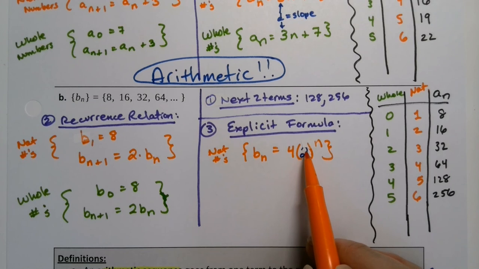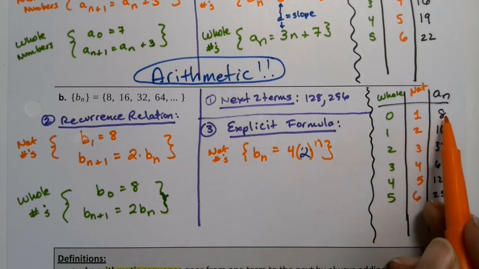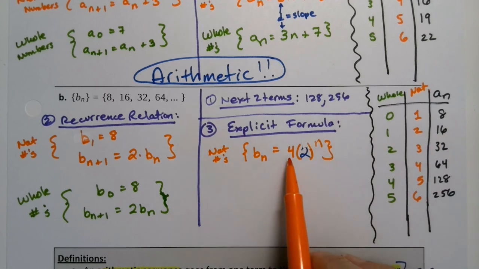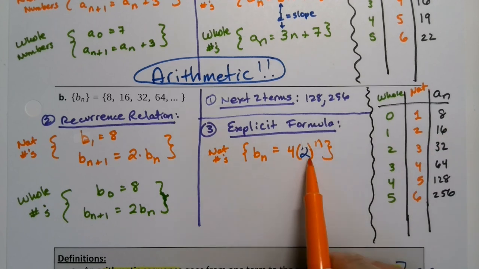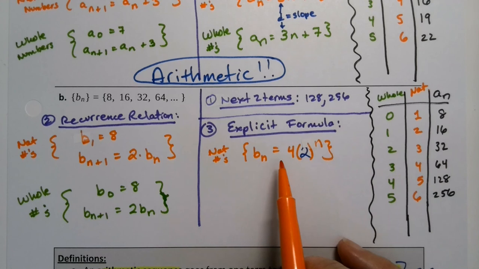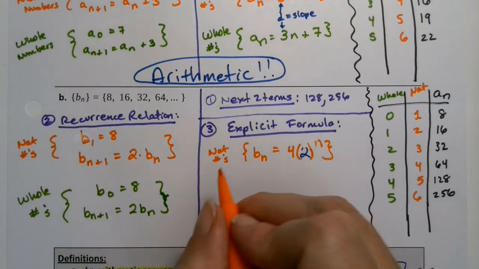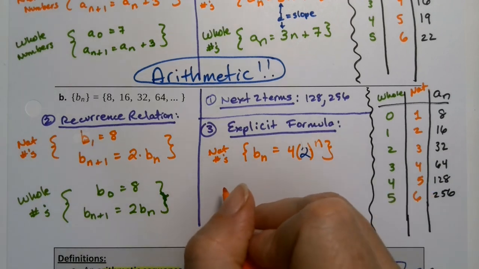4 times 2 to the 1 is 4 times 2, which is 8. 4 times 2 to the 2 is 4 times 4, which is 16. 4 times 2 to the 3 would be 4 times 8, which is 32. 4 times 2 to the 4 is 4 times 16, which is 64. It works. But there are more ways. 4 is really 2 to the 2.